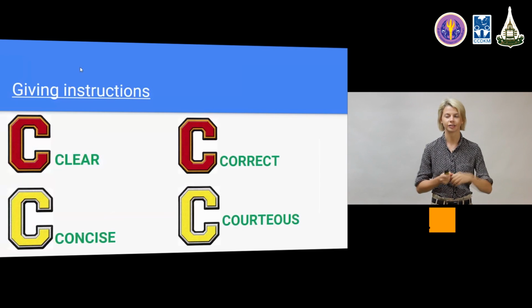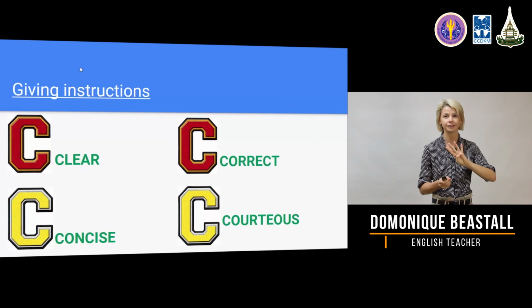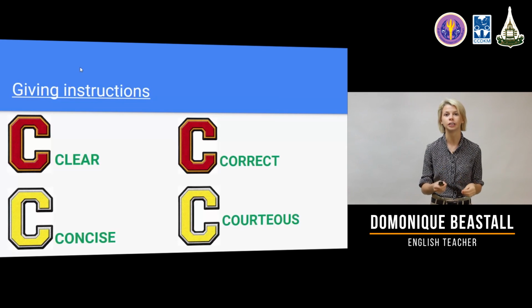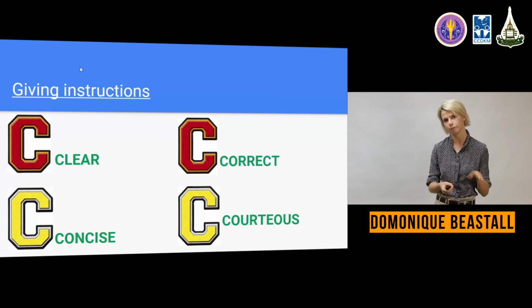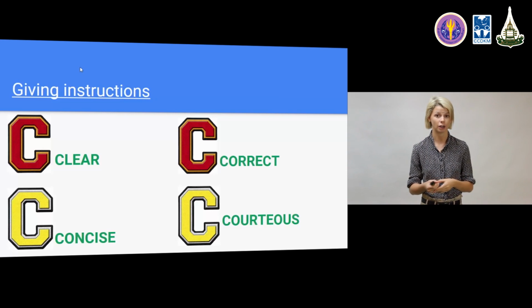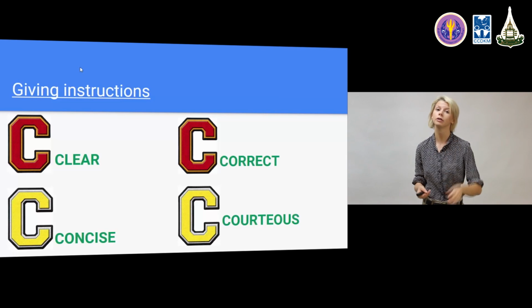Let's look at the 4 C's of being a good instruction giver. 4 things to remember when we are giving our instructions. Number 1, are you clear? Are you speaking clearly? Is your message clear? Is it a bit confusing? If it is, stop. Repeat yourself.